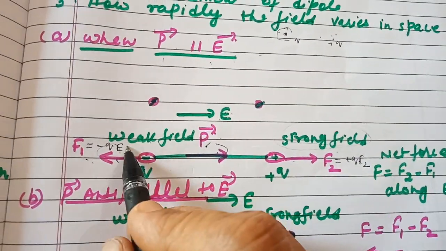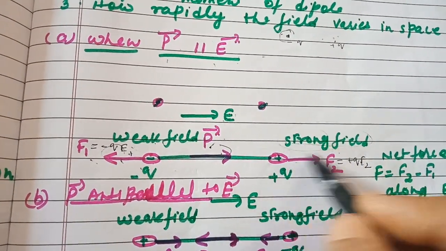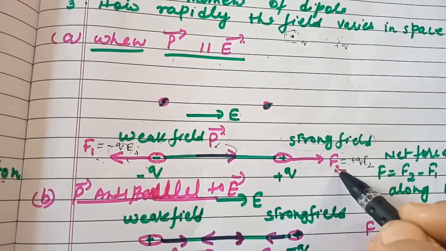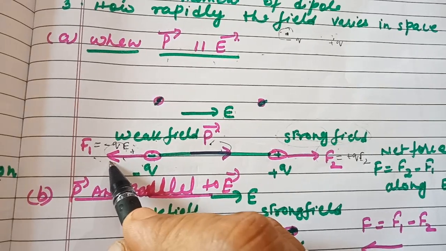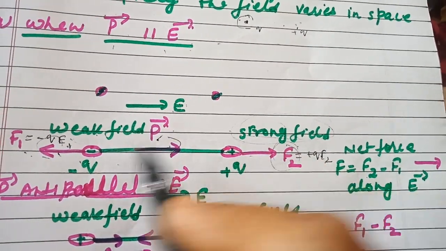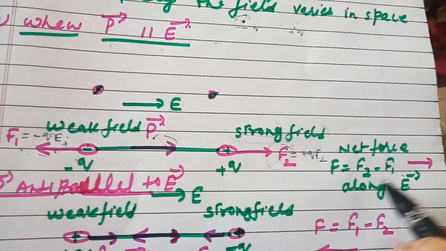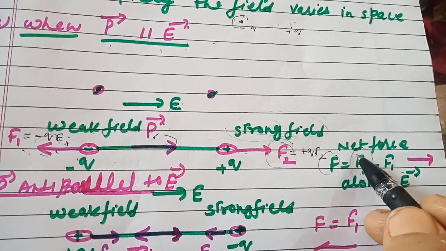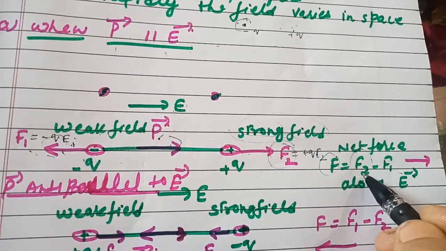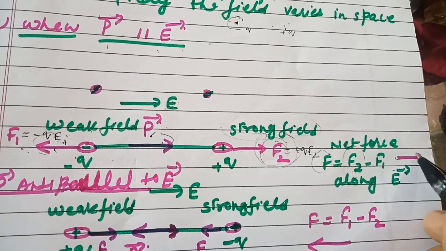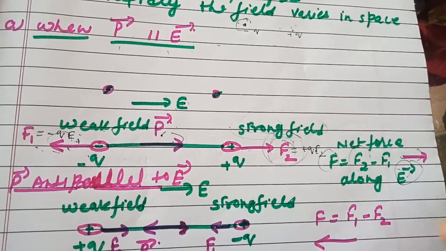Now in this case, this is the weak field region and this is the strong field region. Naturally the force depends on the electric field, so this force is greater than this force. So we write the net force F equals F2 minus F1, which means the net force will act in the direction of the stronger force. So the net force will act along the direction of the electric field.